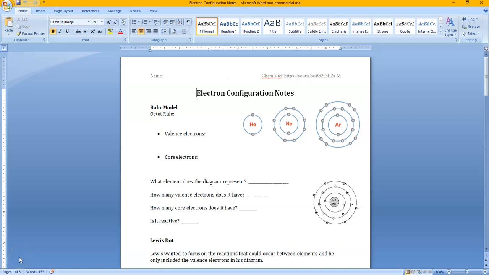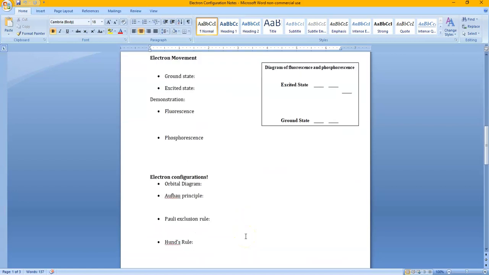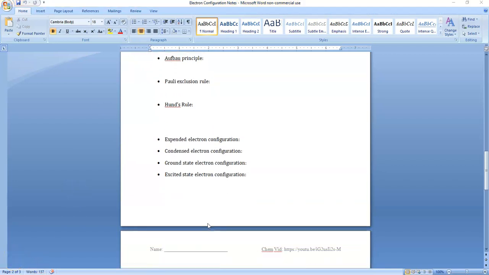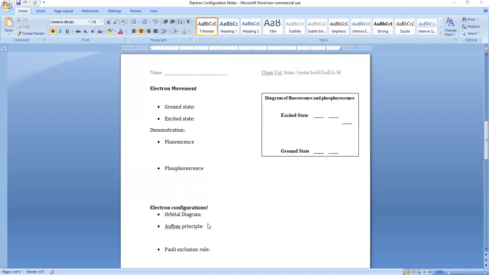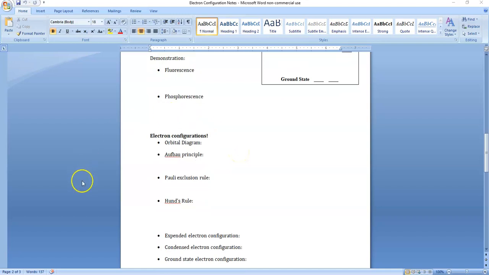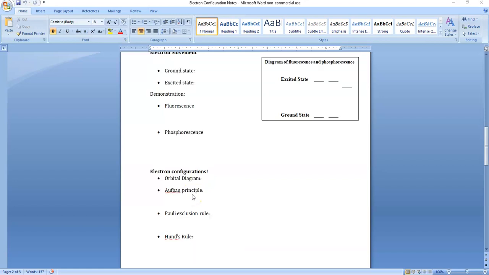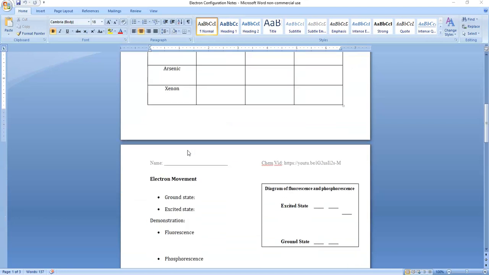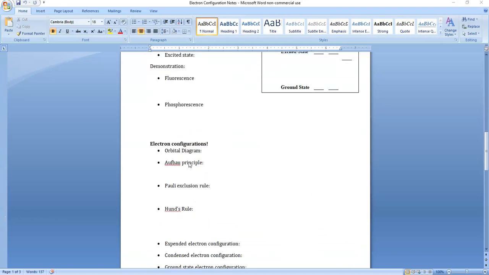Today we're going to be talking about electron configurations, okay? And for these notes, we go a lot over the first part as a review, but we're going to be focusing on this part right here, how to write electron configurations. So watch the video, phosphorescence versus fluorescence, for this part right here, and then you're going to take notes for electron configurations in this video, and then we'll cover this part in class. Alright, so your homework is just to do the second page.